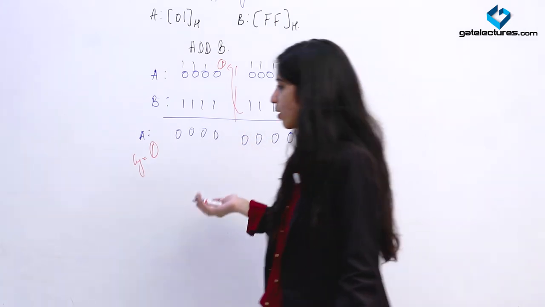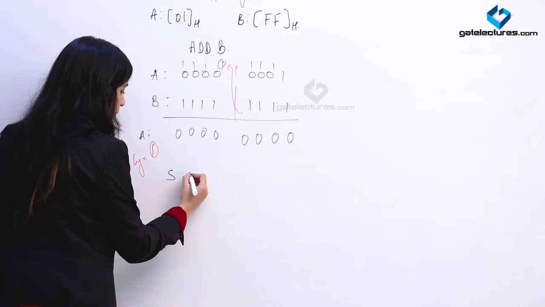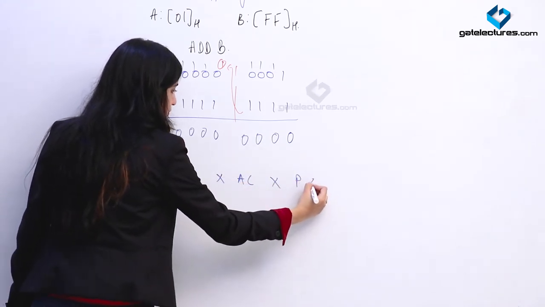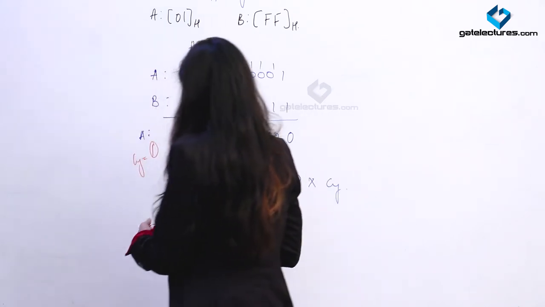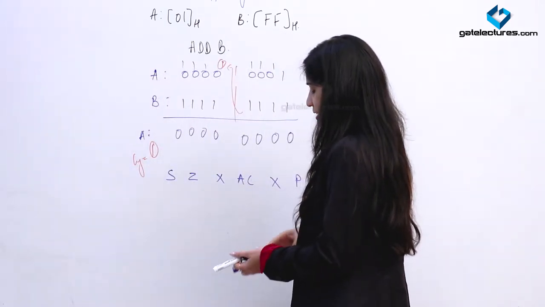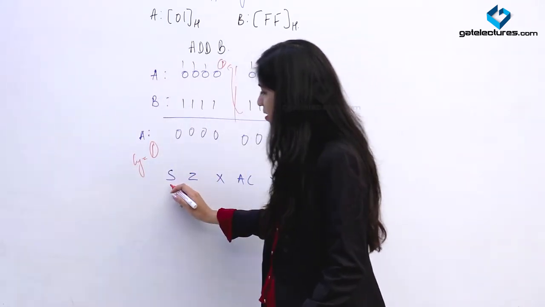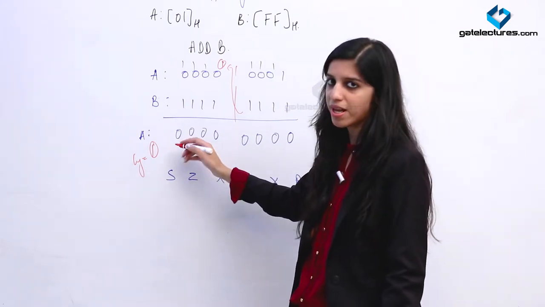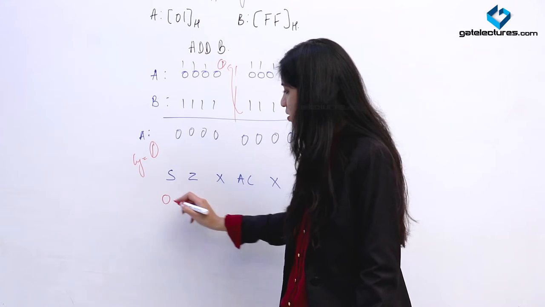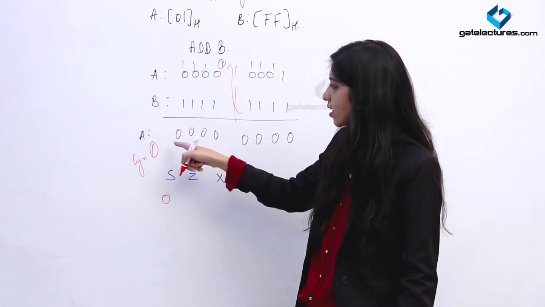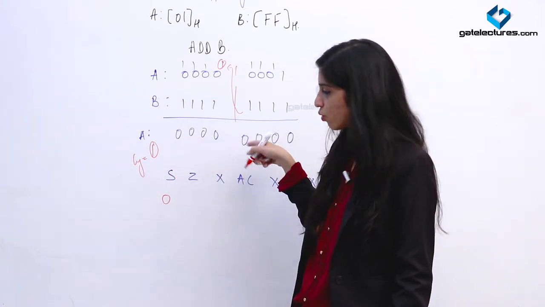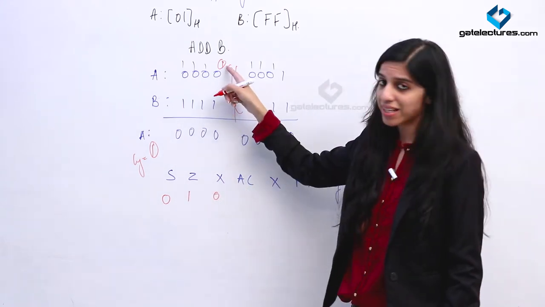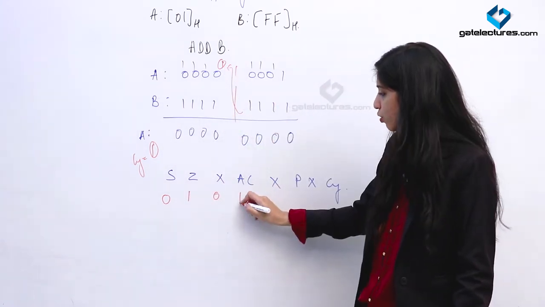Now just have a look at all the flags. What is going to happen to all the flags? Let us see. The sign flag is set when the MSB of the result is 1. The MSB of the result is 0, so this is going to be 0. The zero flag is going to be set because the final result is 0, so this flag is going to be 1. This is don't care. Auxiliary carry was present, so we are going to make this 1.